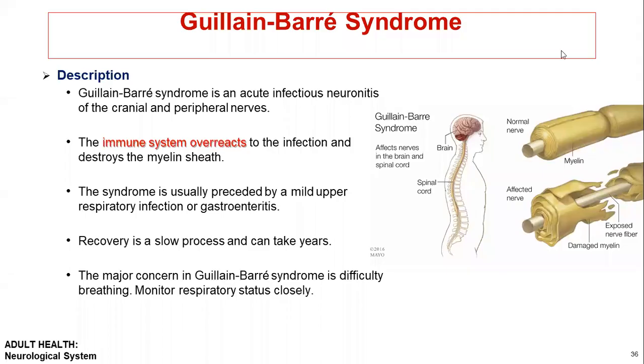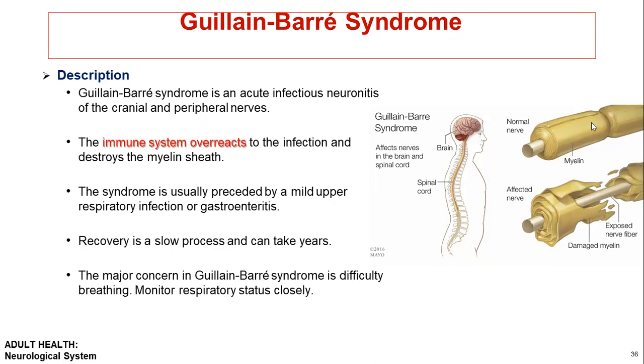Here we are going to talk about Guillain Barré syndrome. Guillain Barré is a disorder of the immune system, where the myelin sheath is attacked by immune cells. It is an acute infectious neuritis of cranial and peripheral nerves.